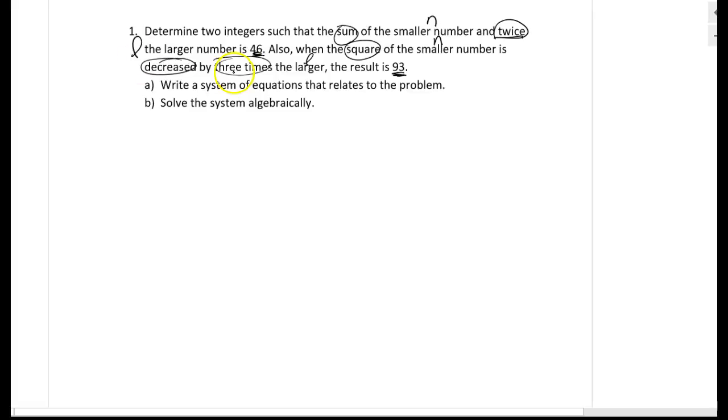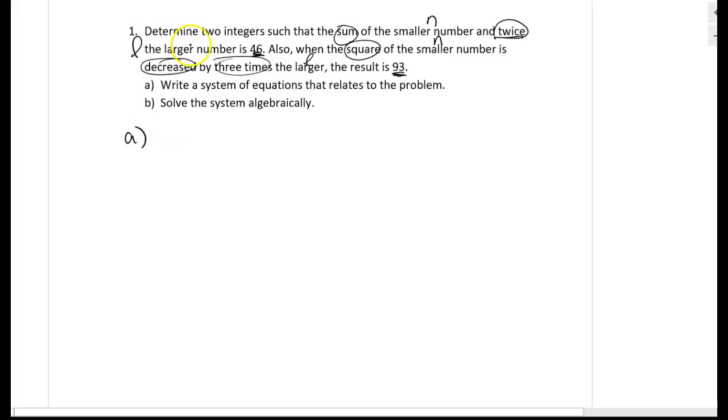Okay, so I've gone through, I've circled all my operators, I've labeled where I'm talking about different variables, which variable, and I've attached a letter to it, and then I've underlined kind of what my equation is going to be set to. So part A, it just asks you to write the system.